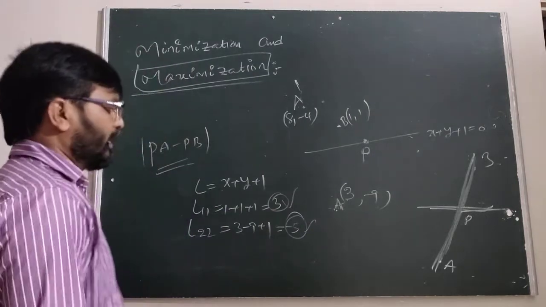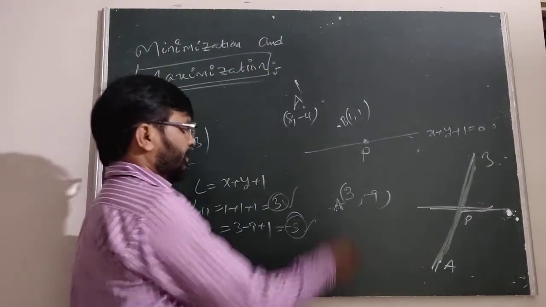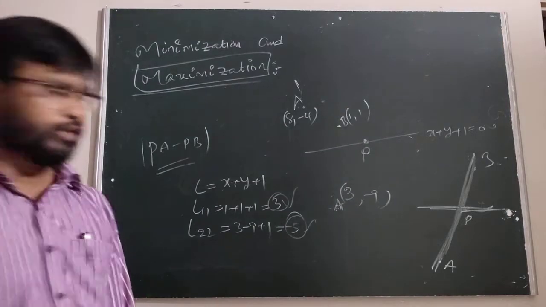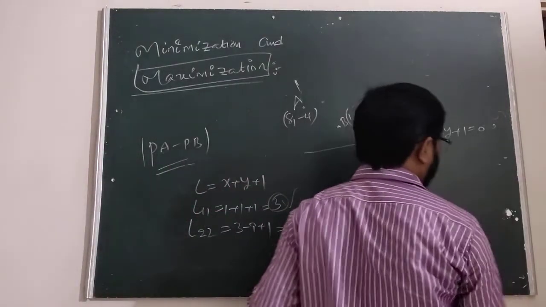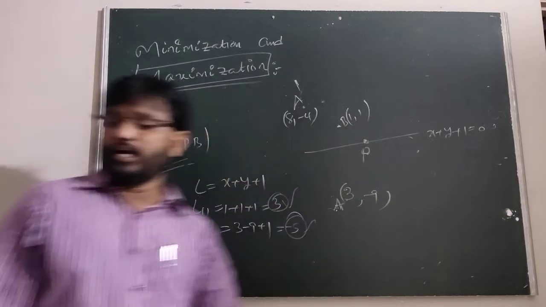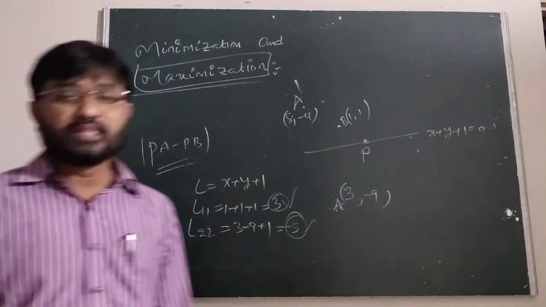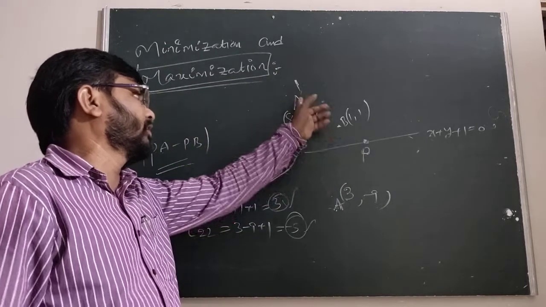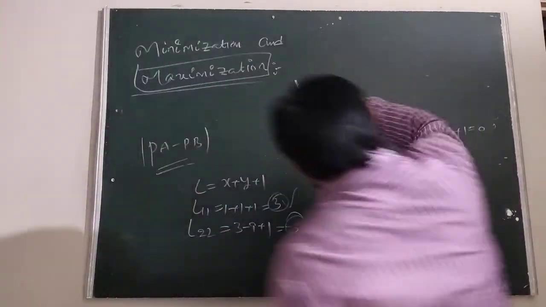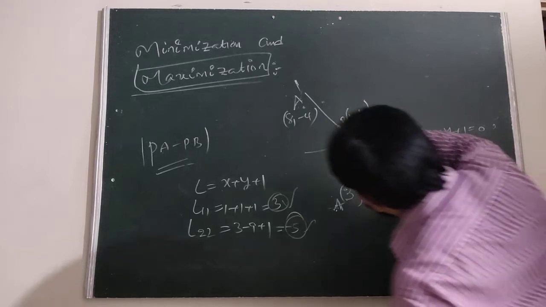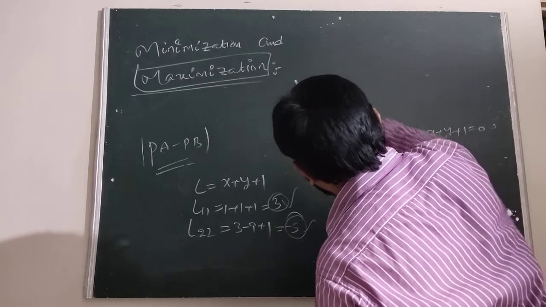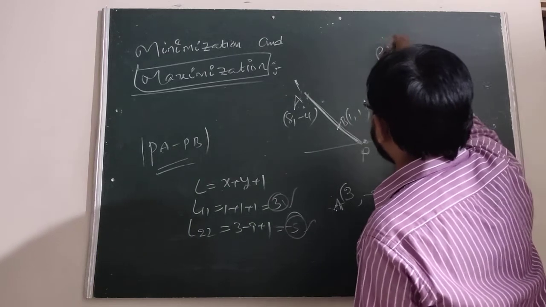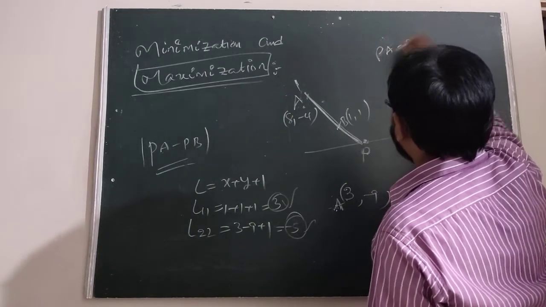Therefore, when the points A and B are on either side of the line L equal to 0, we have to take one of the given points and first find its image. Then we have to take the distance between the rest of the point and this one. Here, all of you listen. We want PA minus PB. Is it clear? The PA minus PB.